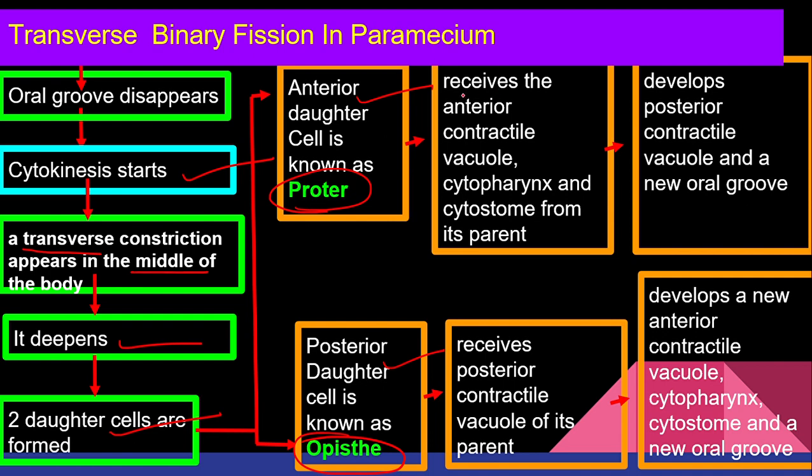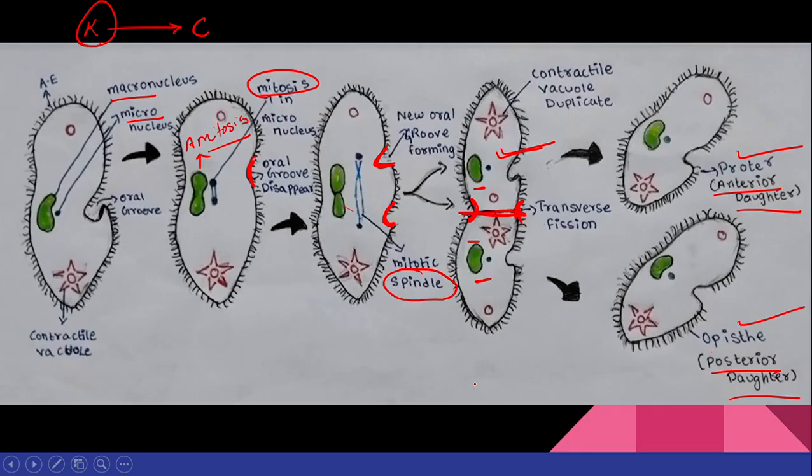The anterior one, proter, is going to receive the anterior contractile vacuole, cytopharynx and cytostome from its parent itself. It is not going to develop anything, right? I mean, it is not going to develop these three things. It will get them from the parent directly. What it has to develop is the posterior contractile vacuole and the new oral groove. For example, see here in the picture.